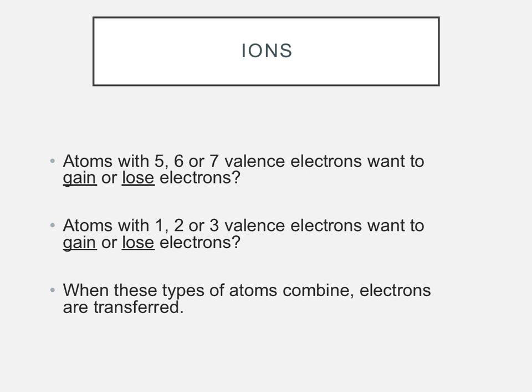Ultimately, if we're looking at something with 5, 6, or 7, they are going to gain electrons. And so they are going to end up being negatively charged atoms because they're going to want to gain electrons. If they have 1, 2, or 3 electrons, they are typically going to lose their electrons and become positively charged. So when we get atoms gaining and losing electrons like this, they become what are called ions. And ion is just a fancy word for a charged particle. These charged ions, because they're positively and negatively charged, are going to be attracted to each other to form a bond.